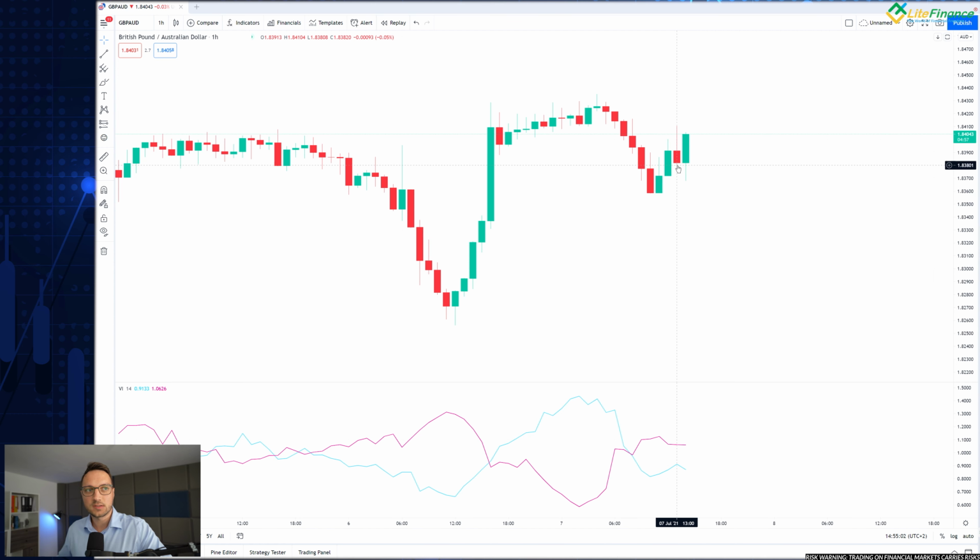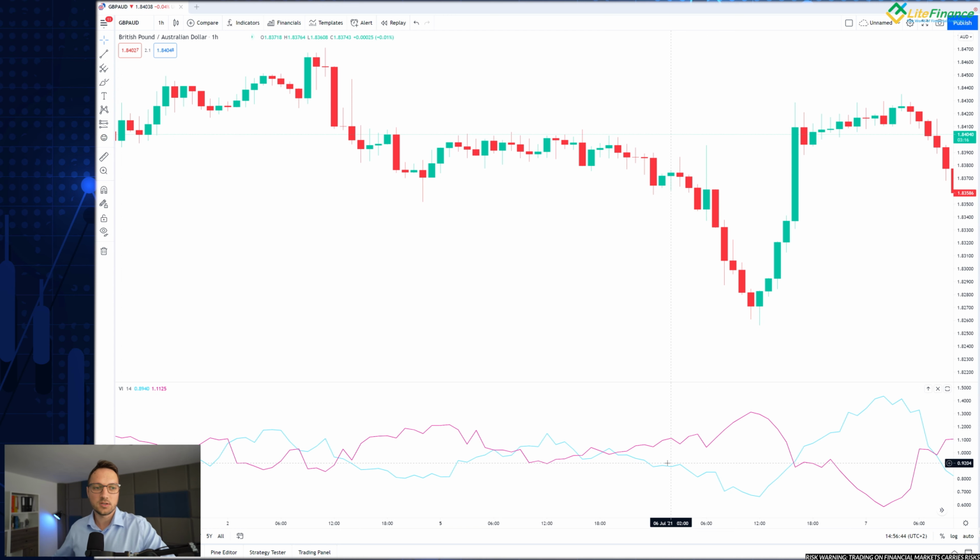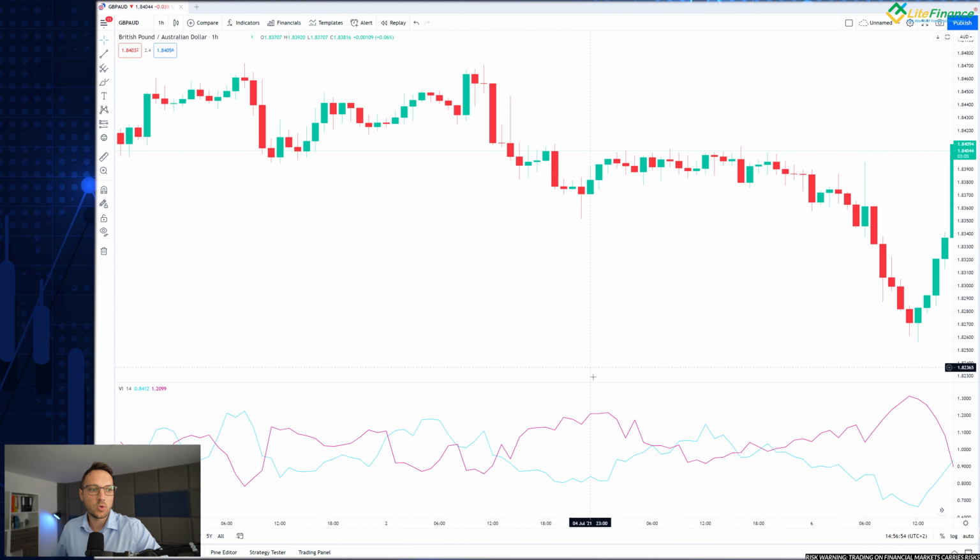So as for the indicator itself, how does it work? Well, as you can see, it looks similar to any other indicator, for example the RSI, the MACDs. It has lines and they are crossing each other. So basically it works like that.